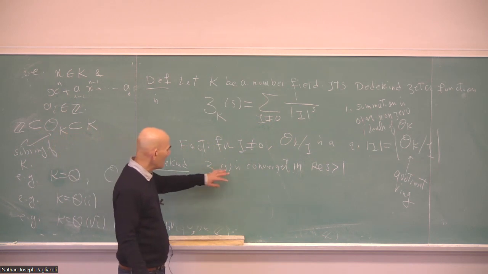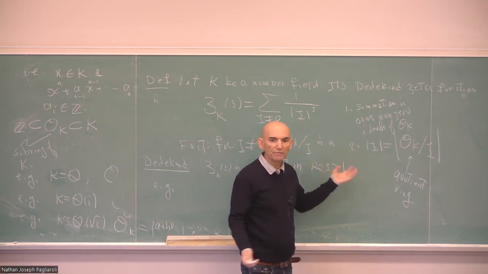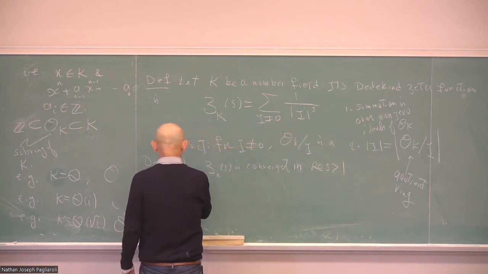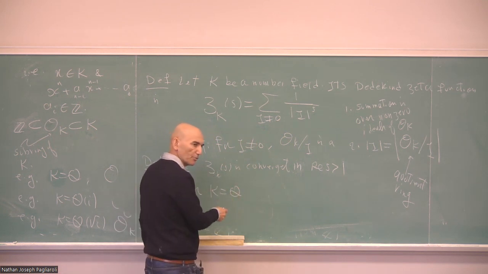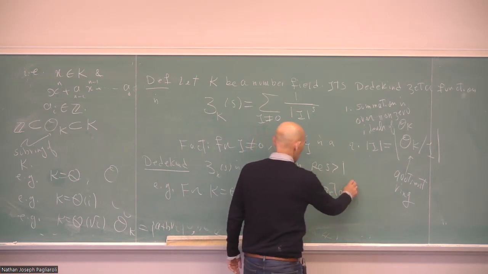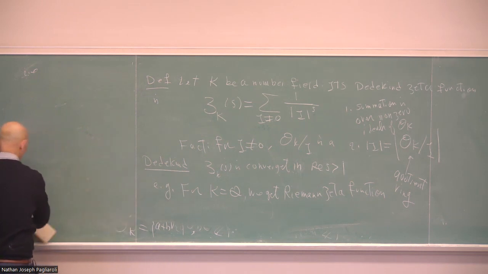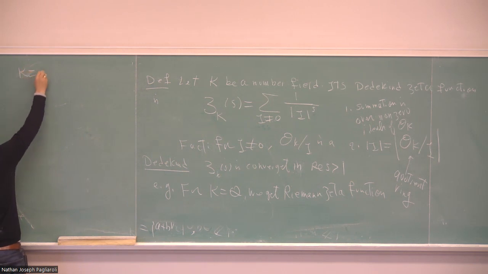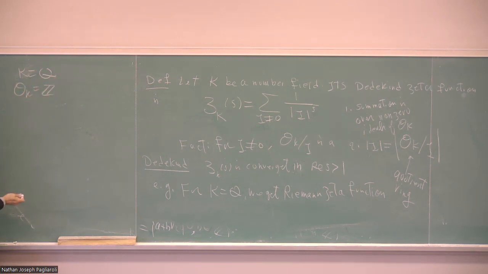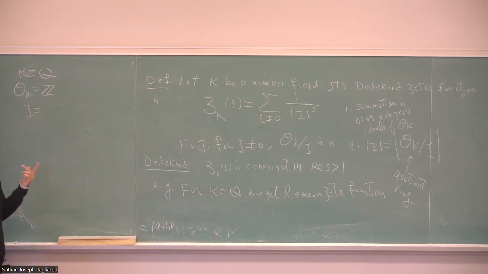Of course, when K is equal to Q, this definition just gives back the Riemann zeta function. Let me convince you. For K equal to Q, we get the Riemann zeta function. Why? Let's see why. In that case, of course, O_K is Z. And what are the ideals here? We know that Z is a principal ideal domain, a PID. So every ideal is principal, generated by one number, for example a unique positive generator n.